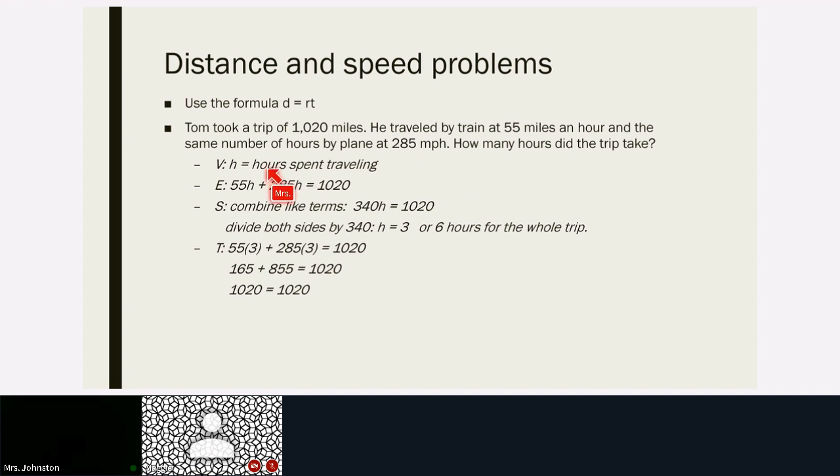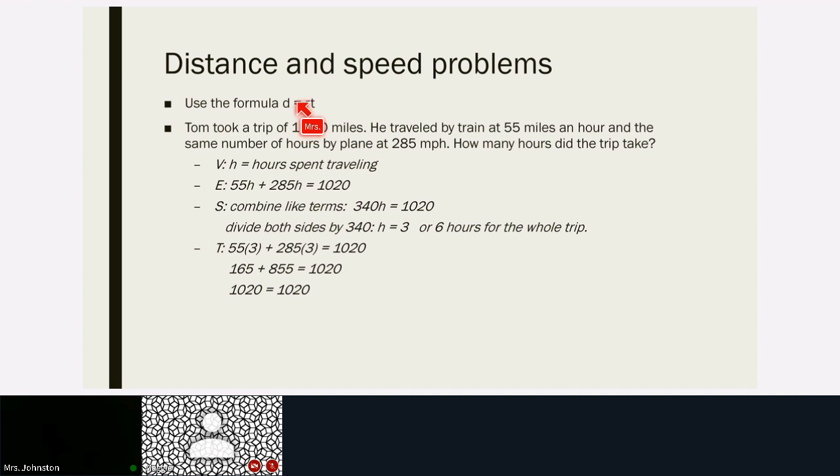Okay. Well, what I'm trying to find out is the hours, so I'm going to use that as my variable, and I've called it h simply to help me remember I'm figuring out hours spent traveling in all. Here's my equation. 55h, that's 55, the rate, times the hours that he traveled at that rate, and this is the train time, plus, because he took two different sections, 285, that's the rate of the plane, times the same number of hours, they told me it was the same number of hours, is going to equal a total of 1,020 miles.